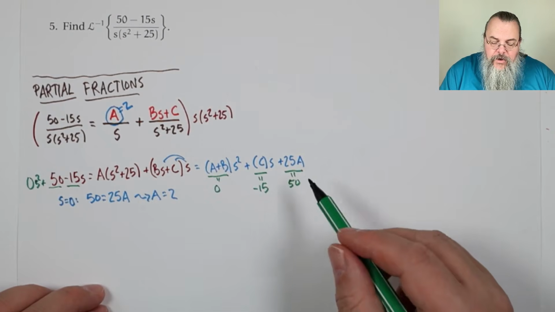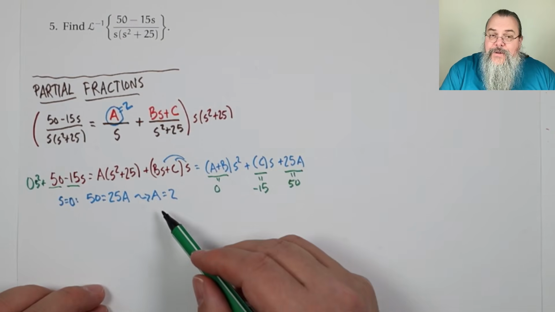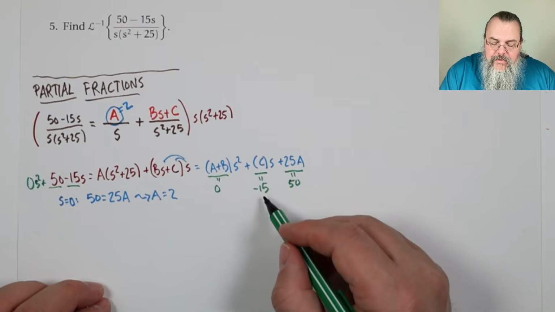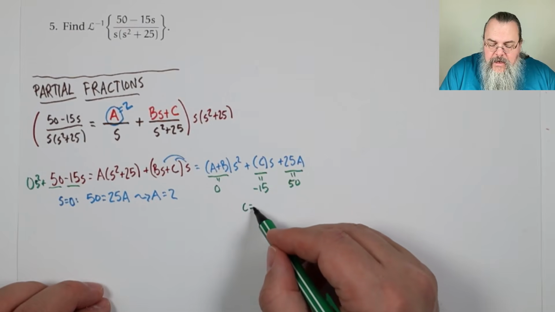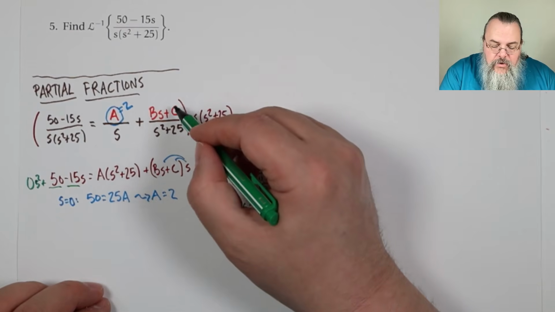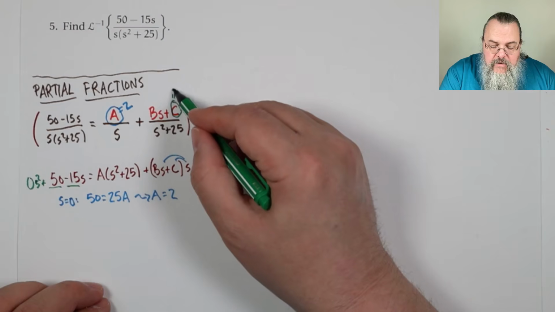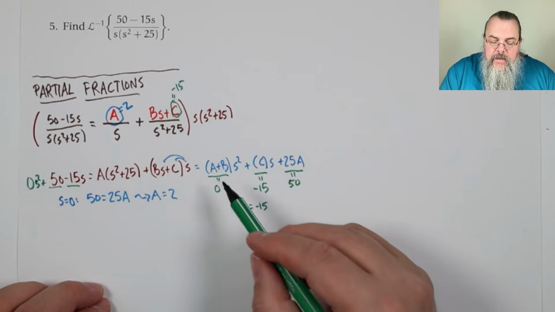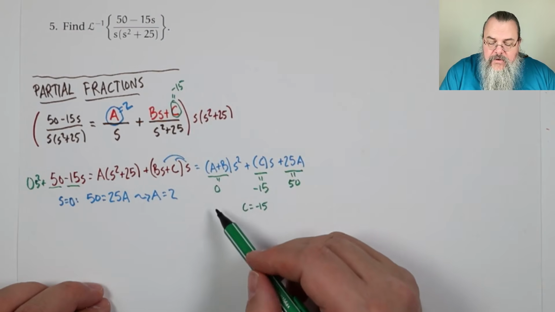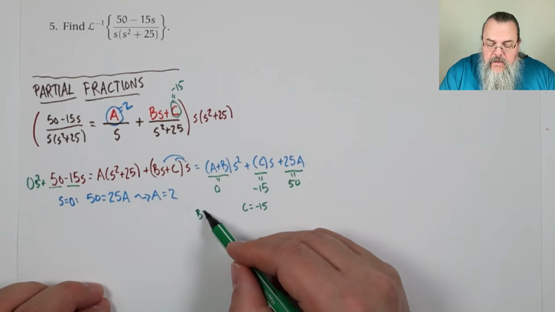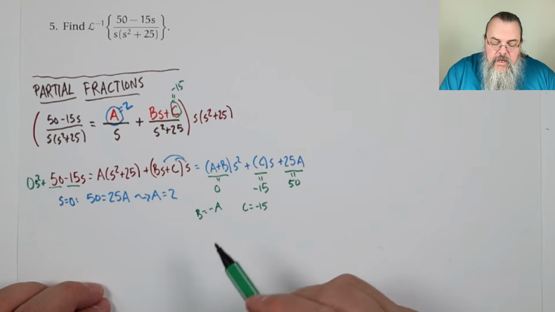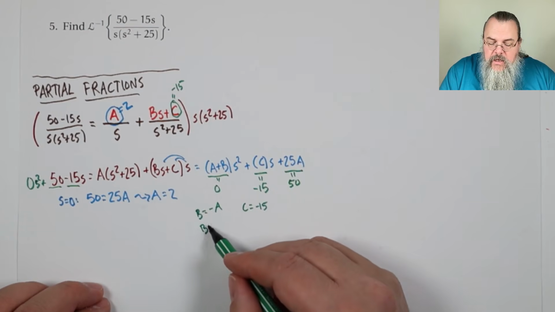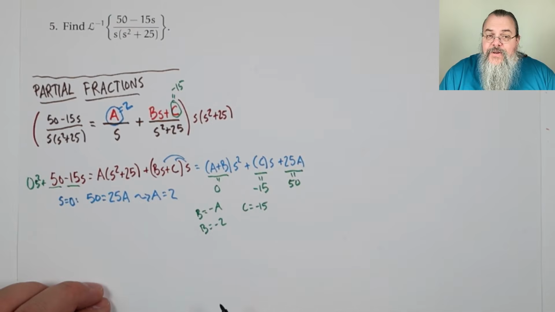And now we're like, oh, a equals 2. Yep, we already knew that. But what else? c is negative 15. Hey, there's something. Cool. So c is negative 15. And now a plus b is 0. So b is minus a. But a is 2. So b is minus 2.